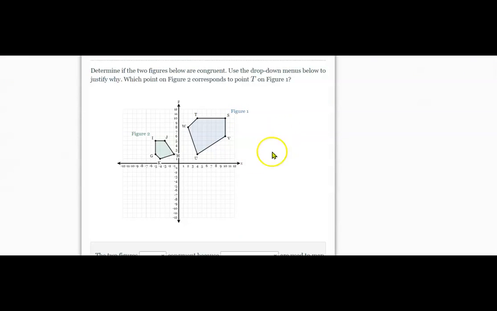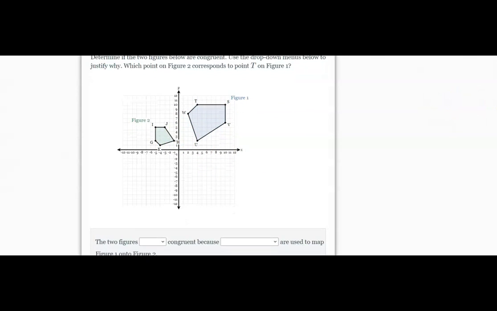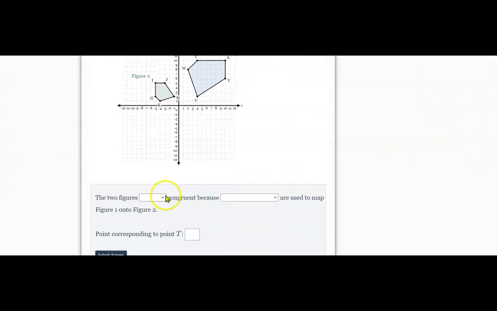Let's try that again. Whoa, right? You see this? They're similar, but they're not the same size. So these two figures are not congruent because a non-rigid motion was used. You don't know what it's called yet. It's called a dilation, but that's not a rigid motion.